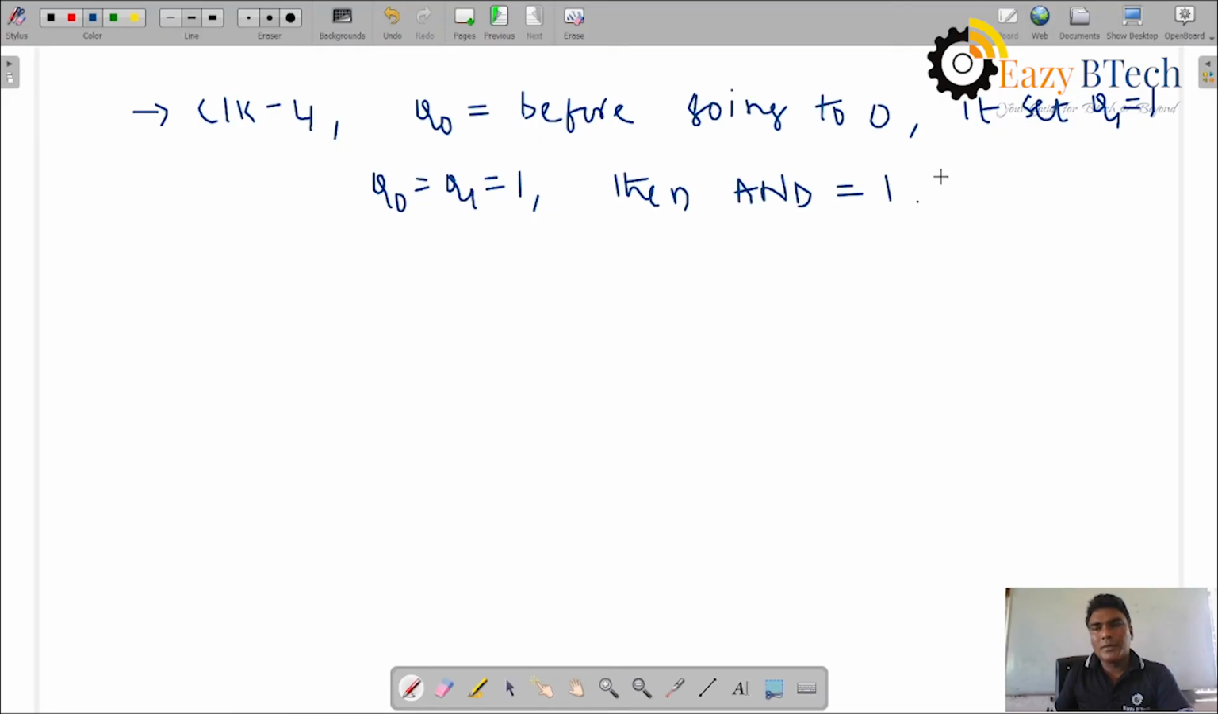AND gate equal to 1. Then what happens? Q2 is equal to 1. Okay. So this maybe happens repeatedly, this will continuously happen.